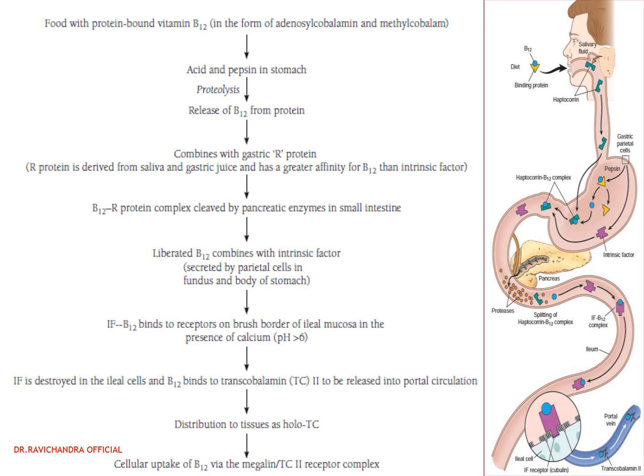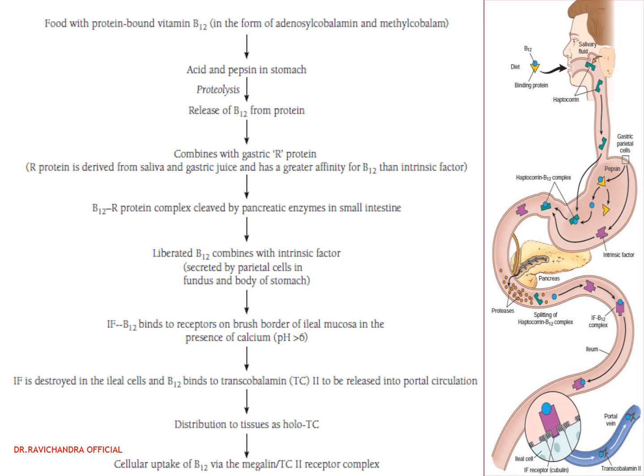Now the intrinsic factor released by the parietal cells in the fundus and body of the stomach will form a complex with the B12. Intrinsic factor-B12 now binds to the receptors on the brush border of the ileal mucosa in the presence of calcium, and when the pH is more than 6, that is an almost alkaline or near neutral medium. Then the intrinsic factor is destroyed in the ileal cells, and the B12 now combines with transcobalamin 2 and gets released into the portal circulation.